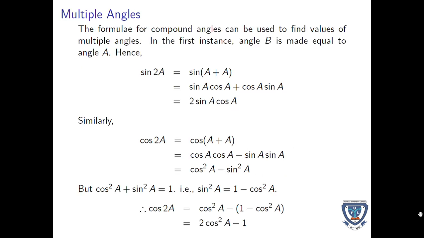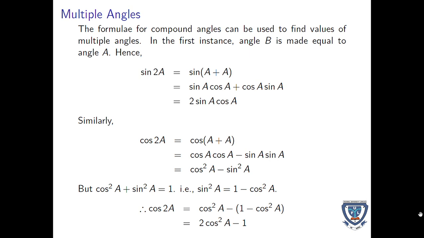Multiple angles. The formula for compound angles can be used to find the values of multiple angles. For example, angle B is made equal to angle A. Hence, instead of having sin(A + B), you now have sin 2A, which will be equal to sin(A + A), and which will simplify to 2 sin A cos A. So the trig identity for sin 2A is equal to 2 sin A cos A. Similarly, the trig identity for cos 2A will be cos² A minus sin² A.